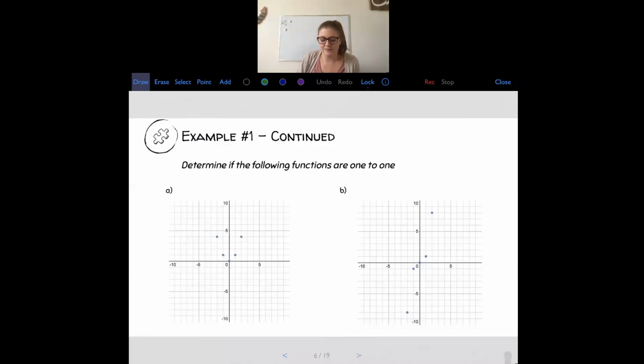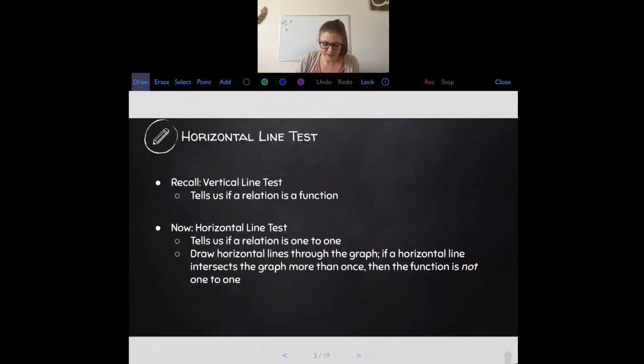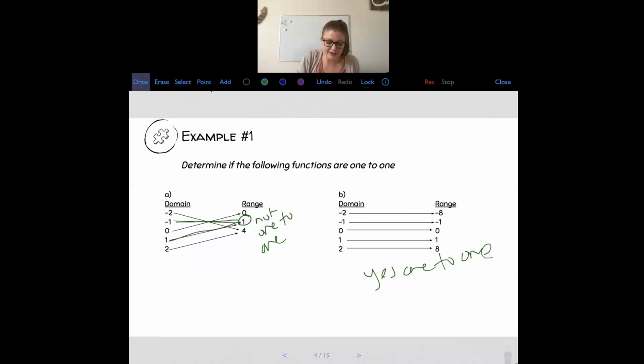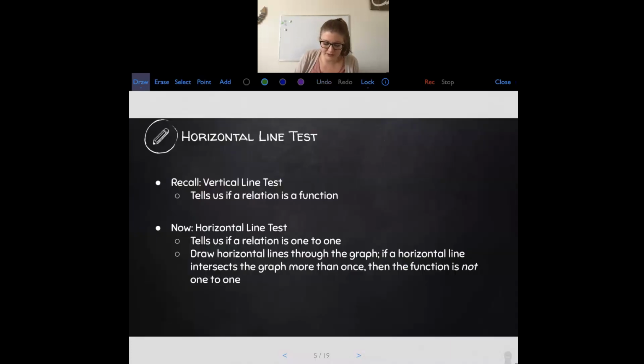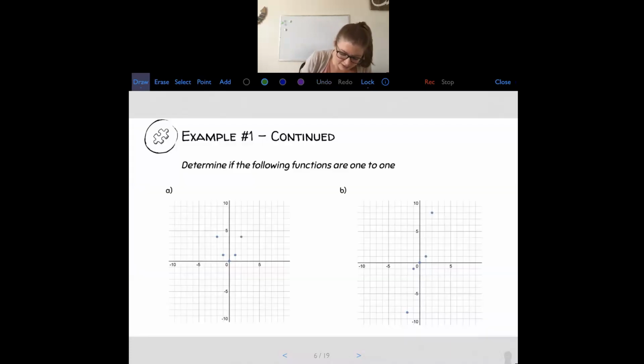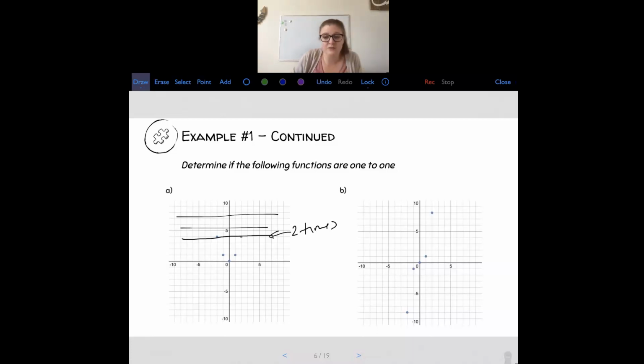So taking example 1, I took the points -2, 0, -1, 1, 0, 4. The domain and range, I made them into ordered pairs, so we could use the horizontal line test as well. So if we draw horizontal lines, okay, it intersects here 2 times, so this would not be one-to-one. Okay, if we look at B, if we draw horizontal lines, okay, the horizontal line intersects only 1 point, so this is one-to-one.